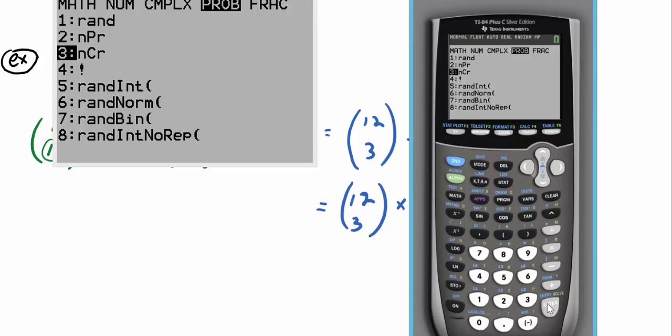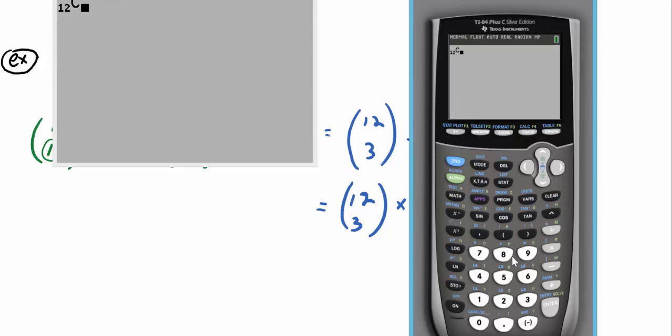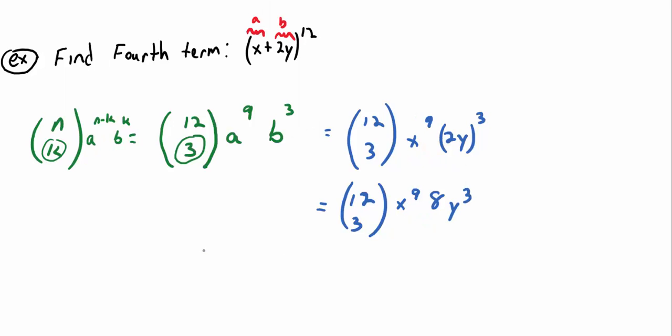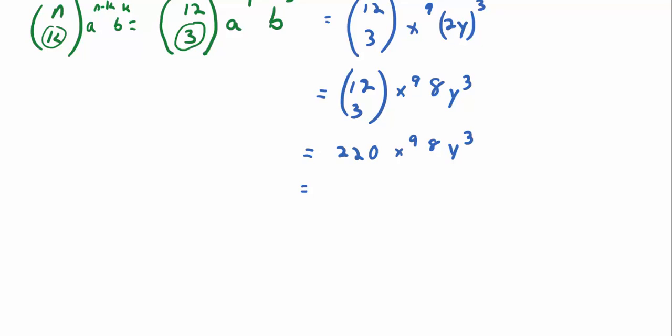So go down to number 3 and hit enter. And then it was 12 choose 3, right? So you get 220. So this 12 choose 3 is 220. But don't forget, we've got this 8 in here. And so you're going to have to take the 8 times the 220. What's 8 times 220? 1760. 1760 x to the 9th y cubed.